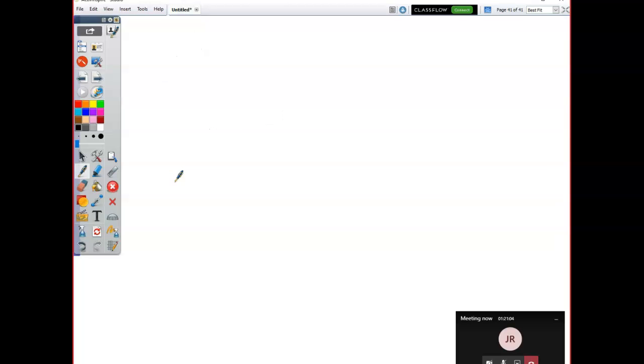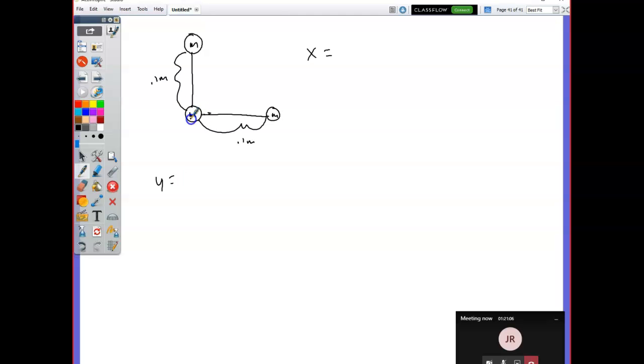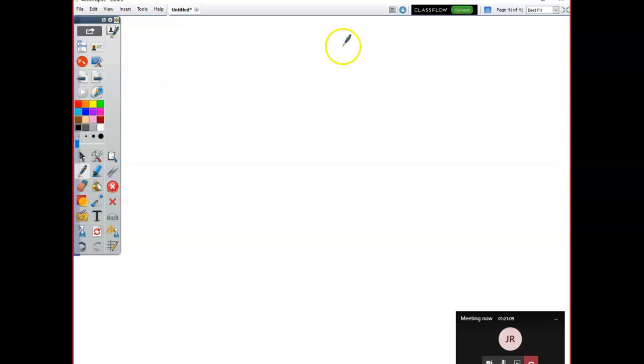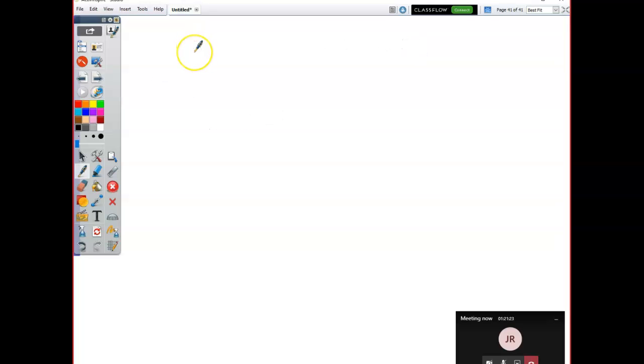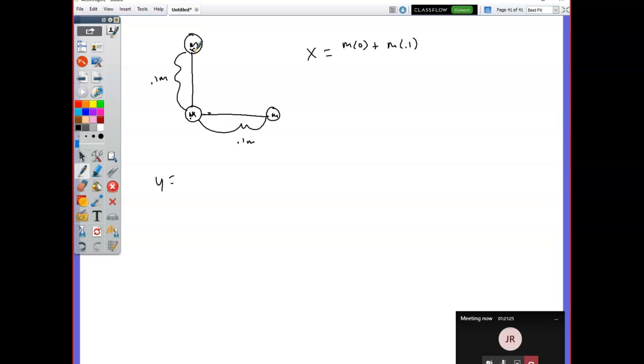I did 0 for the radius of the first, so m times 0, plus I did 10 centimeters, m times 0.1, right? Yeah. And what about this guy up here? Well, does that one matter right now? It does matter. What's its distance in the x direction? 0. So it's an m times 0 as well. Is that what you meant by does it matter?